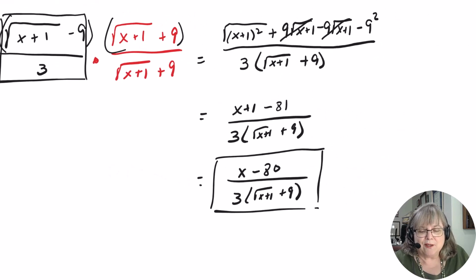Now, that should help you if you had just a little bit of rust. You need to dust off your skills of multiplying out conjugates and how you pick them. And now you need to go back and do some limits.